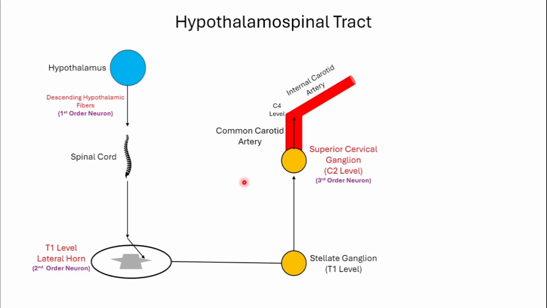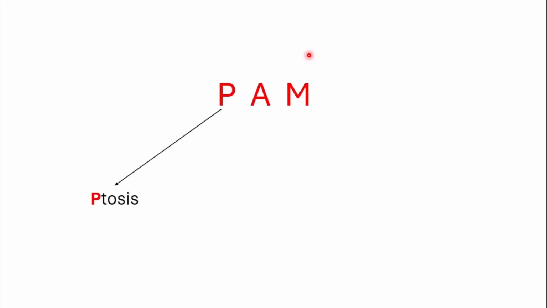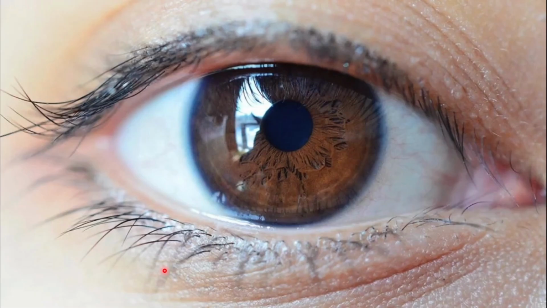In this lecture we're going to be talking about Horner syndrome. We're going to learn what Horner syndrome is. We're going to talk about the hypothalamospinal tract, which when lesioned causes Horner syndrome. And we're going to discuss all the findings of Horner syndrome and why they happen.